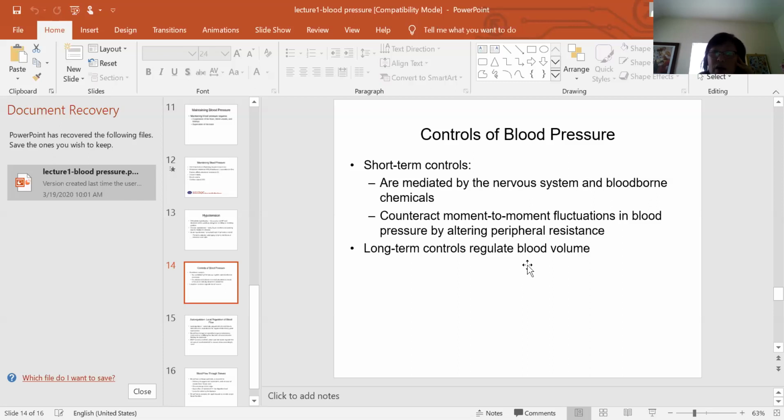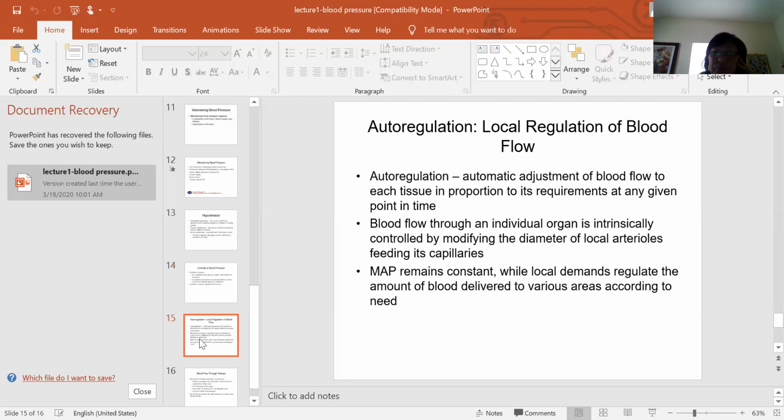The next part, the volume. The more blood volume, the higher the blood pressure.